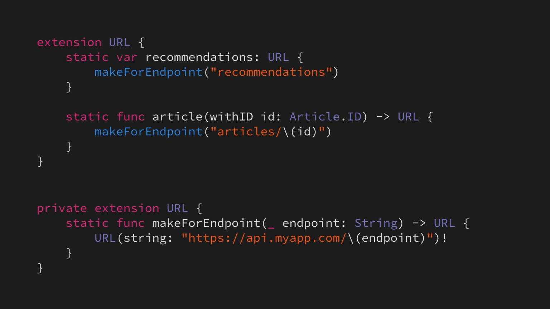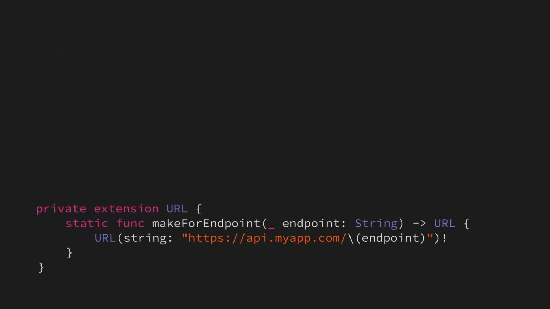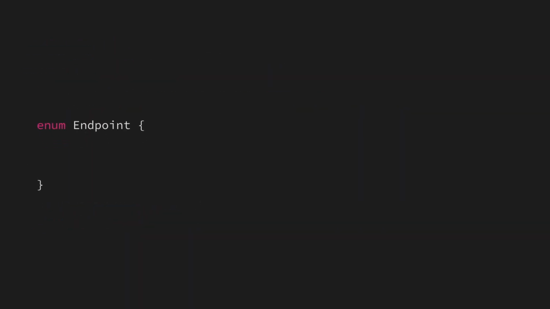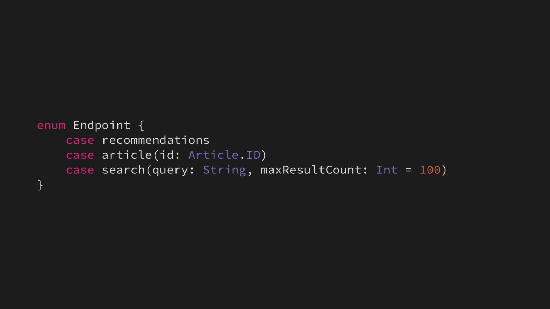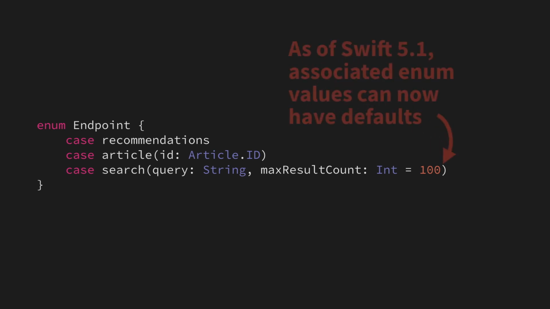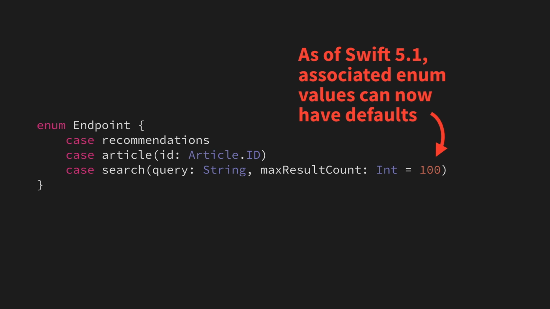Next, let's take a look at a different way of managing an app's URLs and endpoints, which is to use a dedicated endpoint type. In this case, we've defined such a type as an enum, which we'll then add cases to for each of our app's endpoints. For example, one for recommendations, one for loading an article with a given ID, and one for performing searches. One cool thing is that we can also support optional endpoint parameters by using default values, which is something that was added for enums in Swift 5.1.